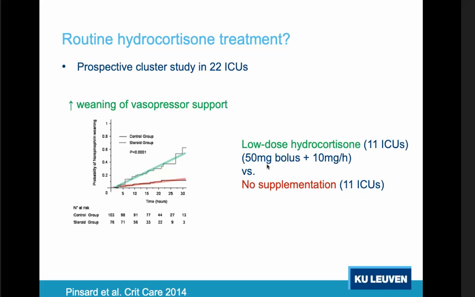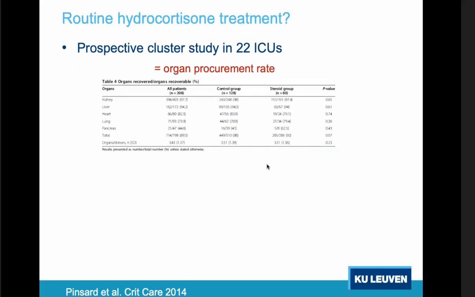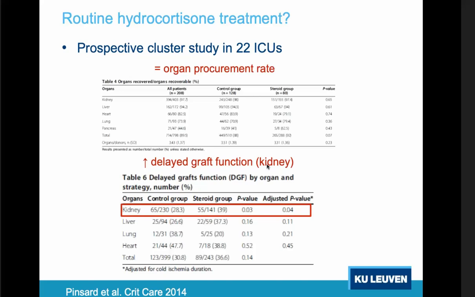routinely. And in this study, it was shown that the routine administration of hydrocortisone had no impact on organ procurement rate, and that there was no beneficial impact on graft outcomes. In fact, delayed graft function of the kidney was more prevalent in the group that received steroids. However, of course, we should be cautious not to overinterpret these findings.